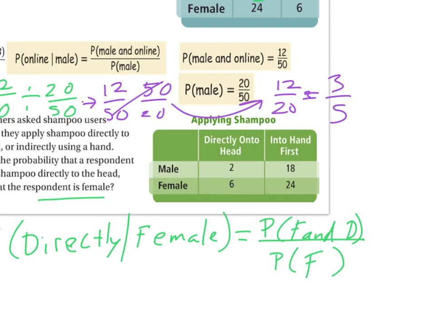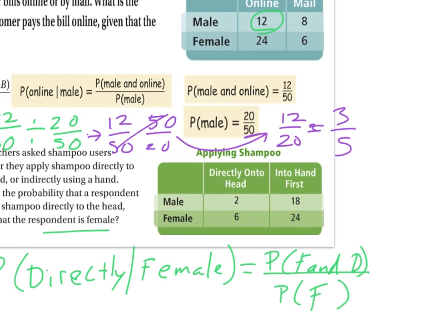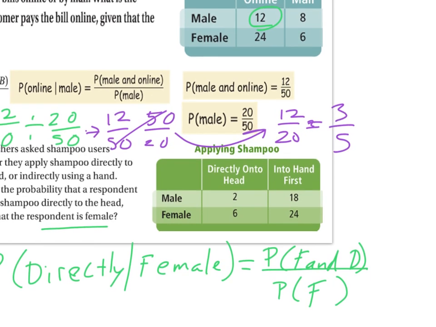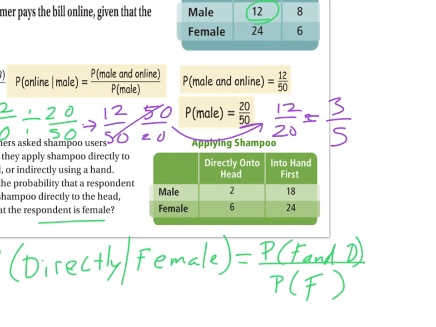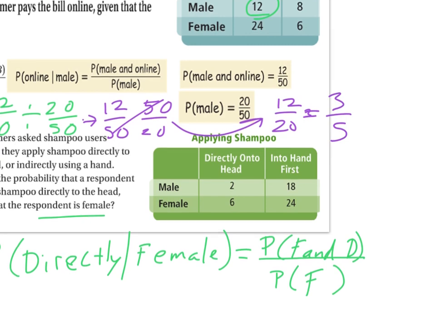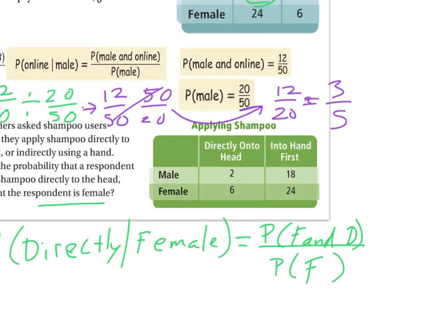again, totals might be nice, although now that I'm looking at it, these numbers are a little bit different. We got 2 and 18 and 6 and 24, whereas we had 12 and 8 before. So kind of close. Alright, so let's see. We need female and directly. The only place that satisfies that condition is right here. So that's our 6. And the total number of respondents would be 50, because 30 female, 20 male, that makes 50 respondents. So probability of female and directly is 6 out of 50.